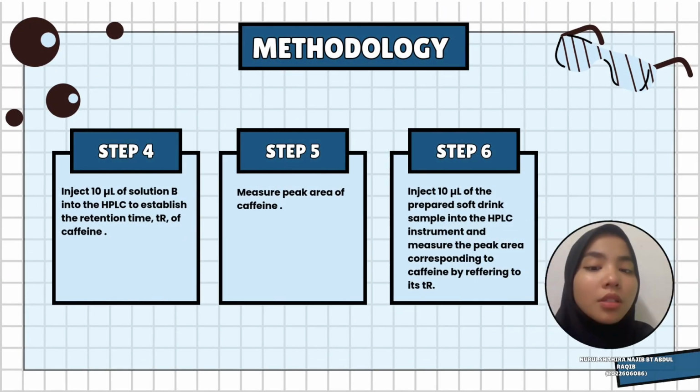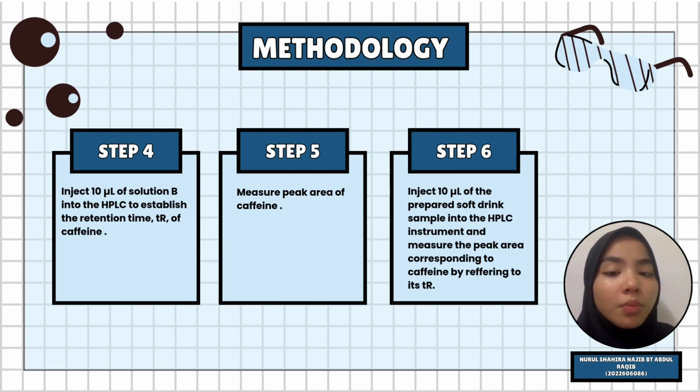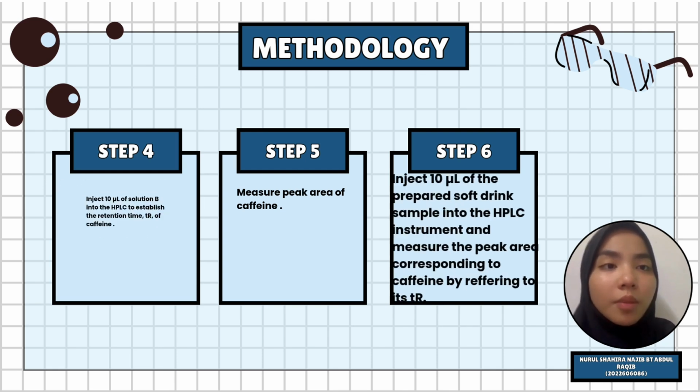For step 4, inject 10 microliters of solution B into the HPLC to establish the retention time of caffeine. Step 5, measure the peak area of caffeine. And step 6, inject 10 microliters of the prepared soft drink sample into the HPLC instrument and measure the peak area corresponding to caffeine by referring to its retention time.